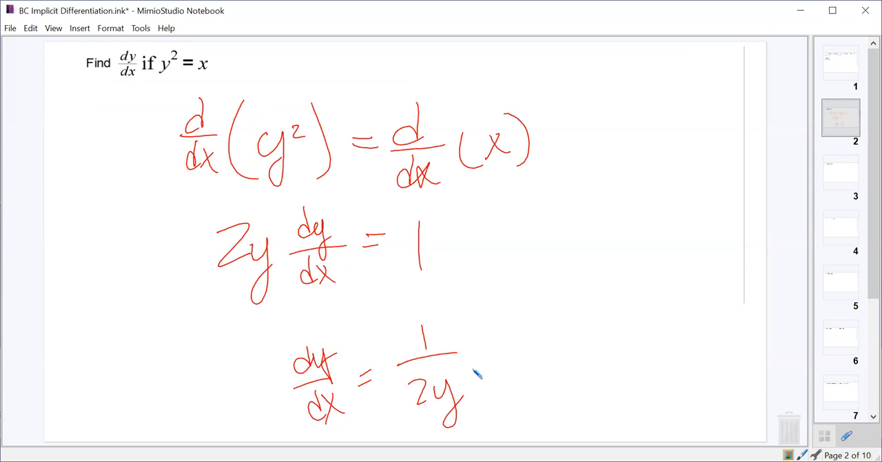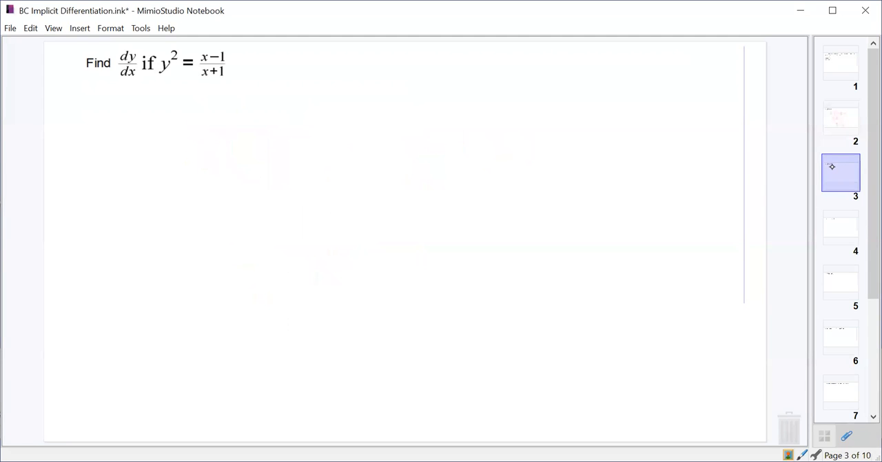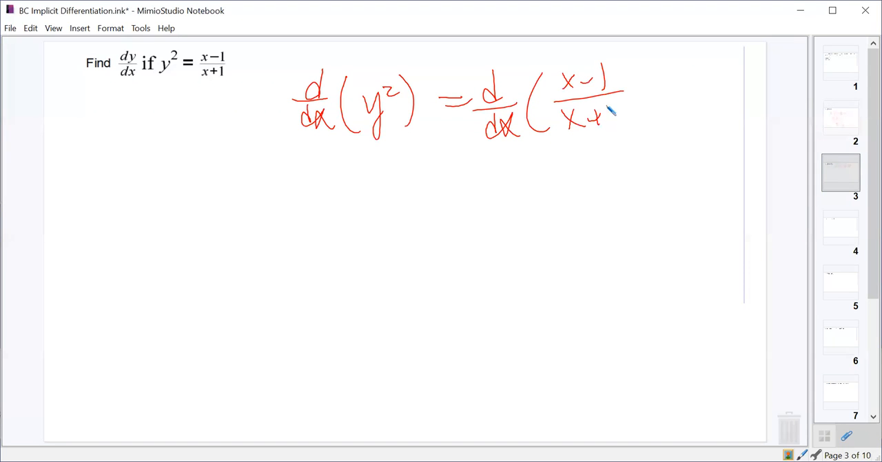Great. Let's do another one. We want to take the derivative with respect to x of both sides. And the left side, oh, we just did that one. What should that one be? 2y dy dx. That's great. And on the right-hand side?